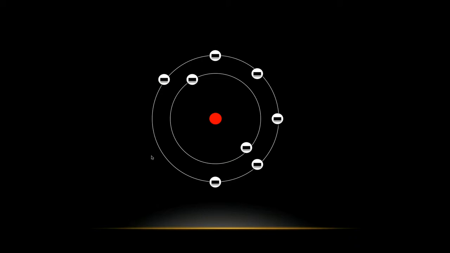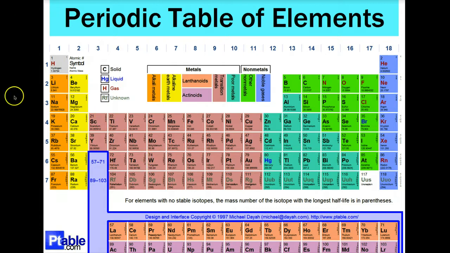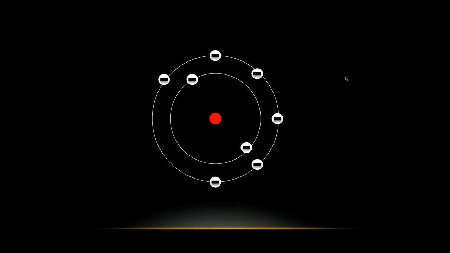Okay, did you find it? 2 shells, 6 electrons in its outer shell. We're looking here at this 6. We're going to say this is oxygen. Oxygen is in period 2, and it's got 6 valence electrons. So this is a Bohr model that represents oxygen. Okay?